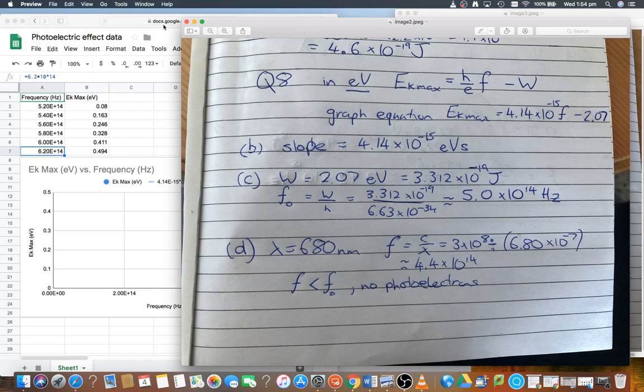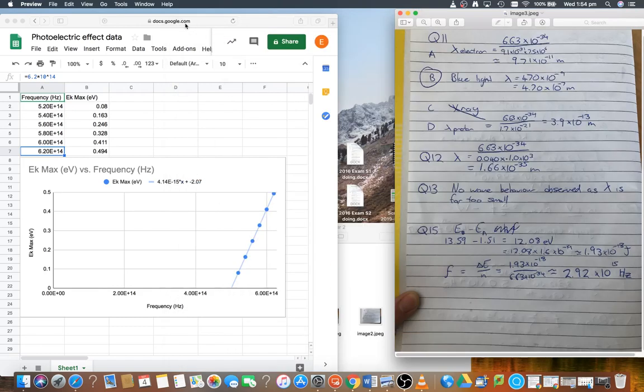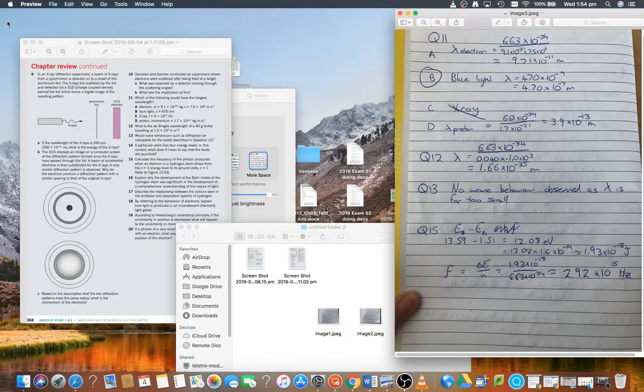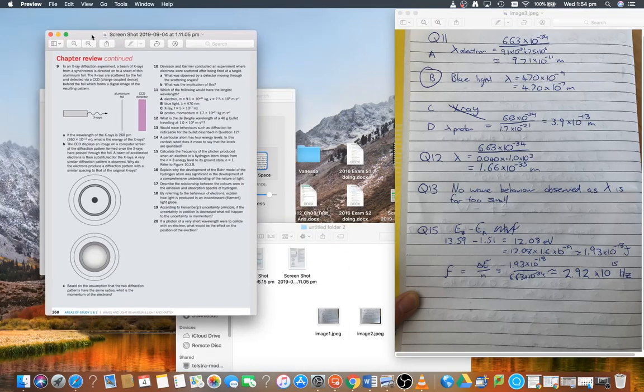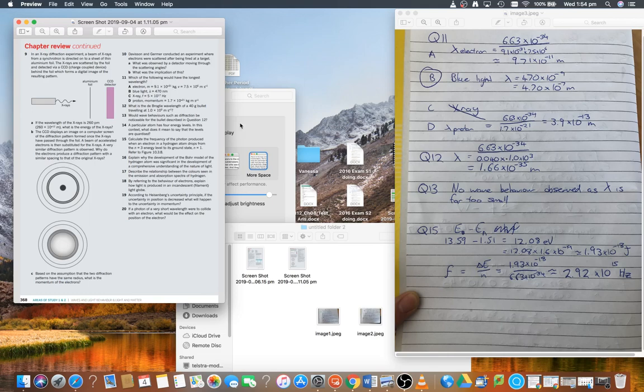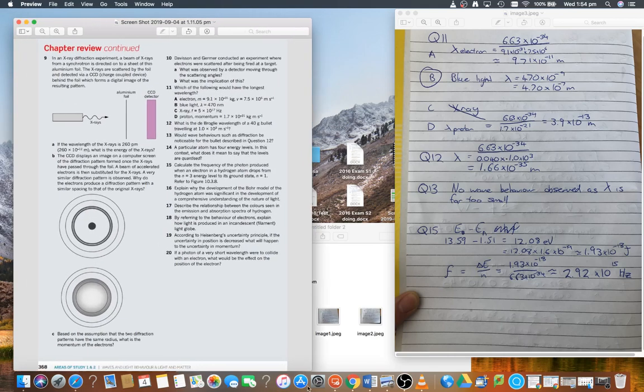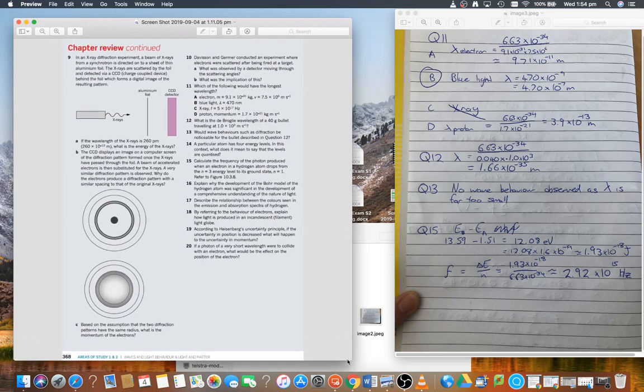So that is the first page of questions. I'm going to close this, and close that, and look at my second one. All right, so let's have a look at the second lot of questions. The first one had a lot to do with the photoelectric effect. These ones have a bit more to do with atomic energy levels.